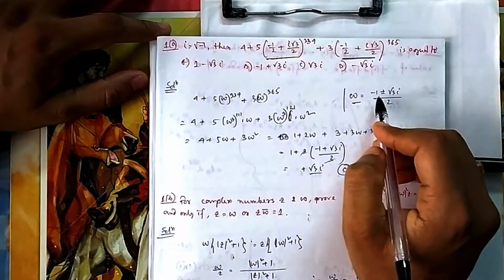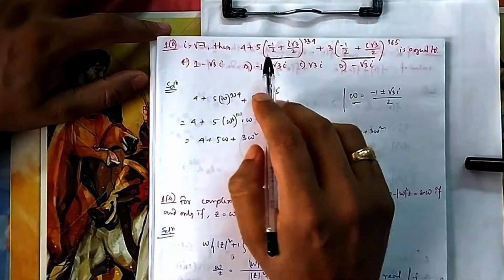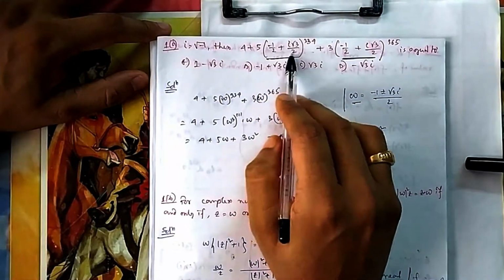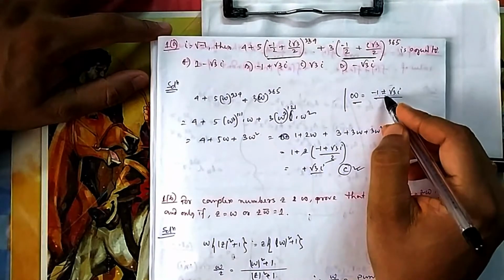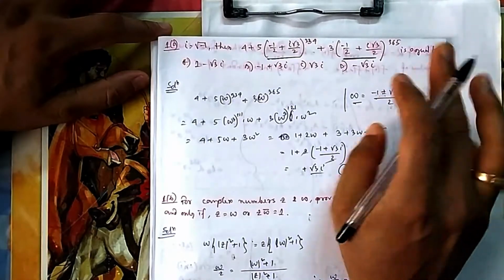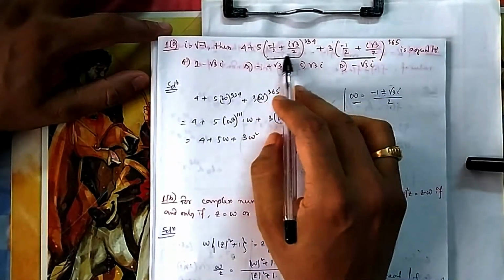This is always important. This is minus 1 plus minus root 3 i by 2. You can see it is minus 1 plus root 3 i by 2. So any one you can take as omega, then another one will be omega square. You can take any one, there is no limitation. So that means this is nothing but omega.